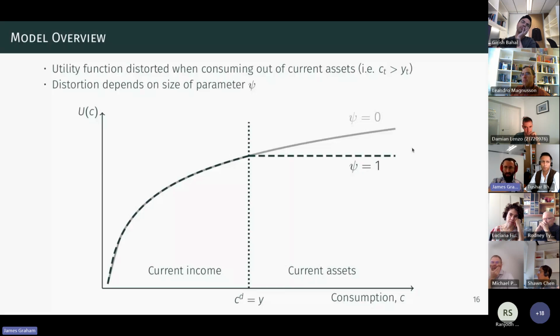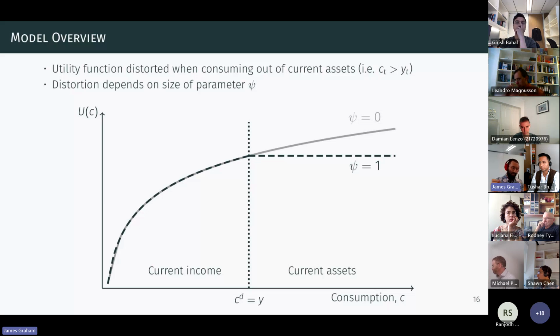So the gray line is a standard utility function. Let's say log utility. This is where no mental accounts are in operation. So along the consumption axis, your utility is smoothly increasing and concave. The black line is an extreme example where we put a very heavy parameter on this penalty for dipping into your current income, dipping into your current assets. And so what happens is you have the same utility function all the way up until the point where your consumption would be equal to your income. But after your consumption is higher than your income, you're dipping into your accounts, which you don't like to do, and your utility is going to be dramatically lower than it would be otherwise.